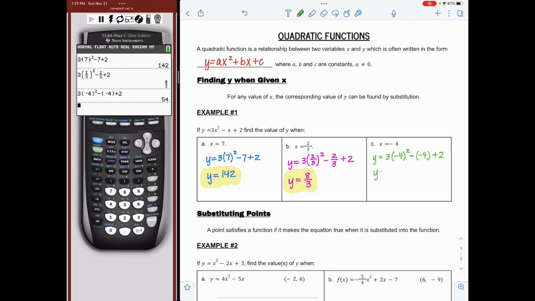And if you wanted to, you could have changed that double negative there. So I would have had 3 times -4 squared, and a negative times a -4 is actually a positive 4, plus 2. And you will still see that would have given you 54.